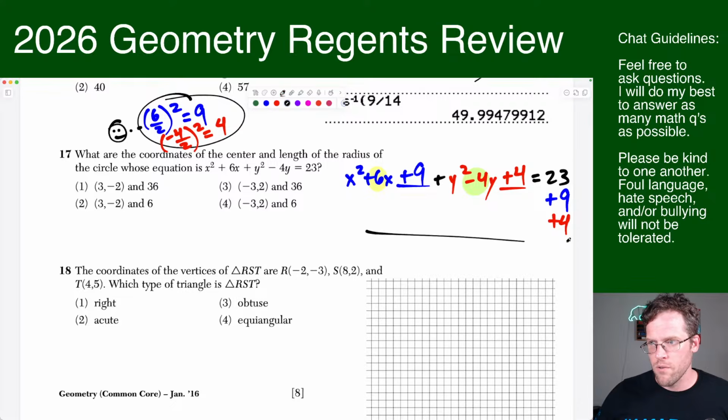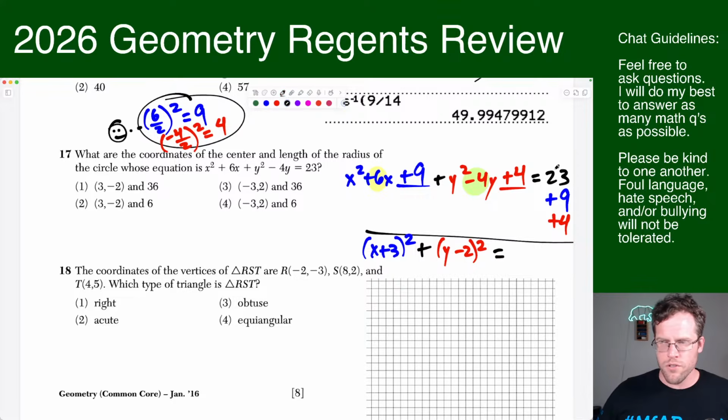So what will happen now is this will factor nicely. The blue stuff factors to x plus 3 times x plus 3, because 3 plus 3 is 6 and 3 times 3 is 9. However, I could say x plus 3 times x plus 3 is x plus 3 squared. And then plus, to factor this one, I get y minus 2 times y minus 2, because negative 2 plus negative 2 is negative 4, and the product of those makes positive 4. But I could just call that y minus 2 squared because they're matching factors. Equals 23 plus 9 plus 4 is 36.